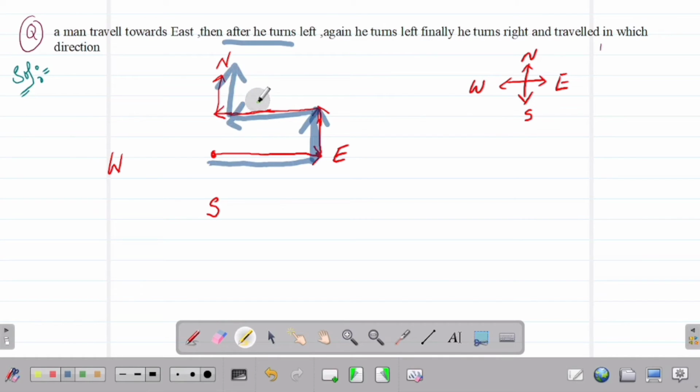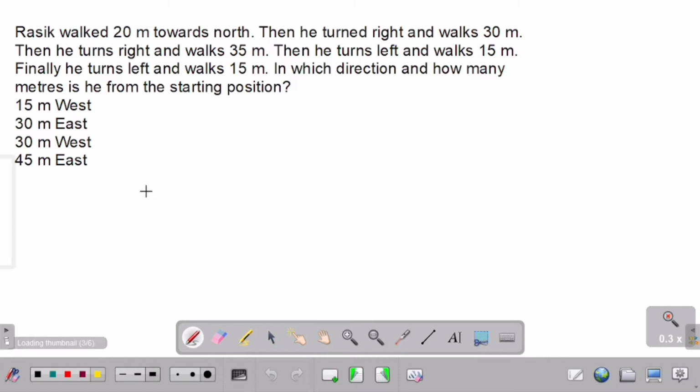So the question is, finally he is in which direction? This is the question. Okay, so he is in north direction. So this is your first question solution. Moving to the next one. See the next question. What is the next question given?